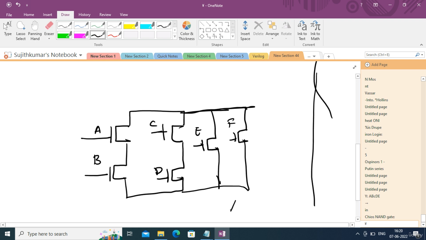This will give you what? A and B are in series, right? So A and B are in series means I'll write A and B.